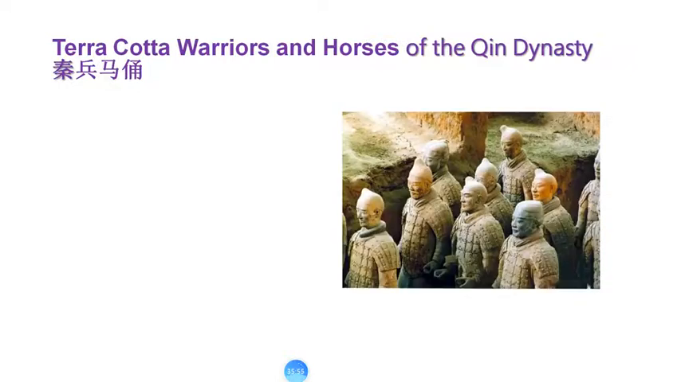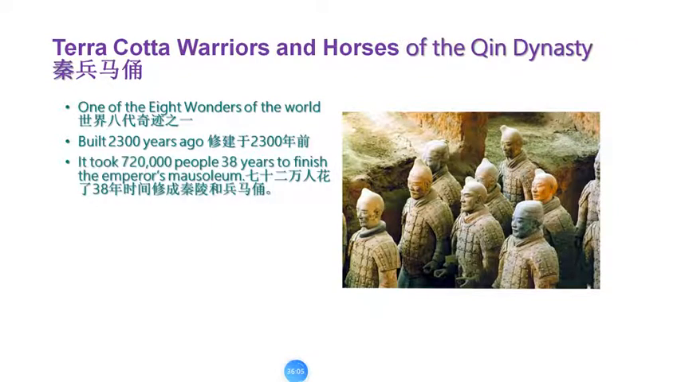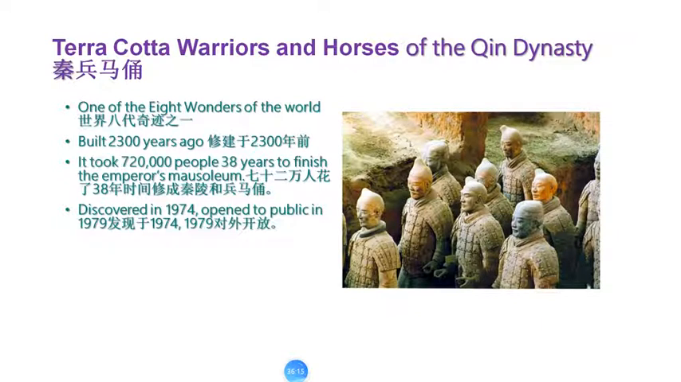The Terracotta Warriors and Horses. It is one of the eight wonders of the world. Built 2,300 years ago, it took 720,000 people 38 years to finish the Emperor's Mausoleum. It was discovered in 1974, opened to public 5 years later.